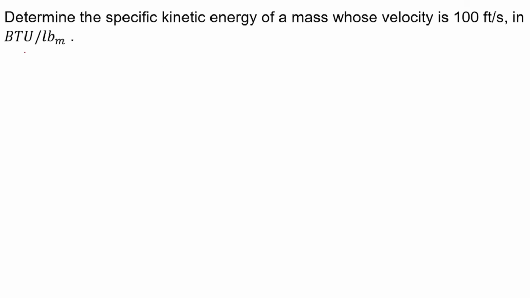So, what are we given? Iisa lang naman yung given sa atin, which is velocity. The given velocity is 100 feet per second. So, let's proceed. We know that kinetic energy has the formula 1/2 mass times velocity squared. But we are asked to find the specific kinetic energy. So, we simply divide it by mass kasi it's per unit mass.